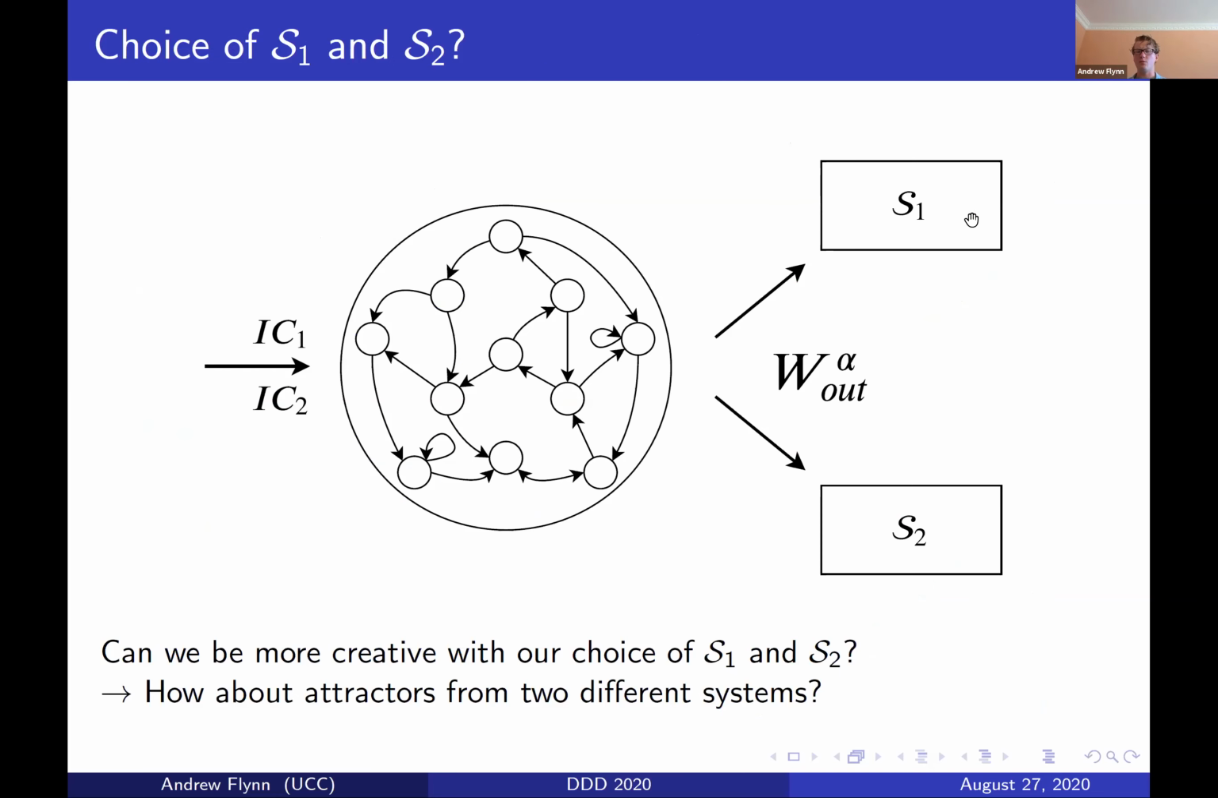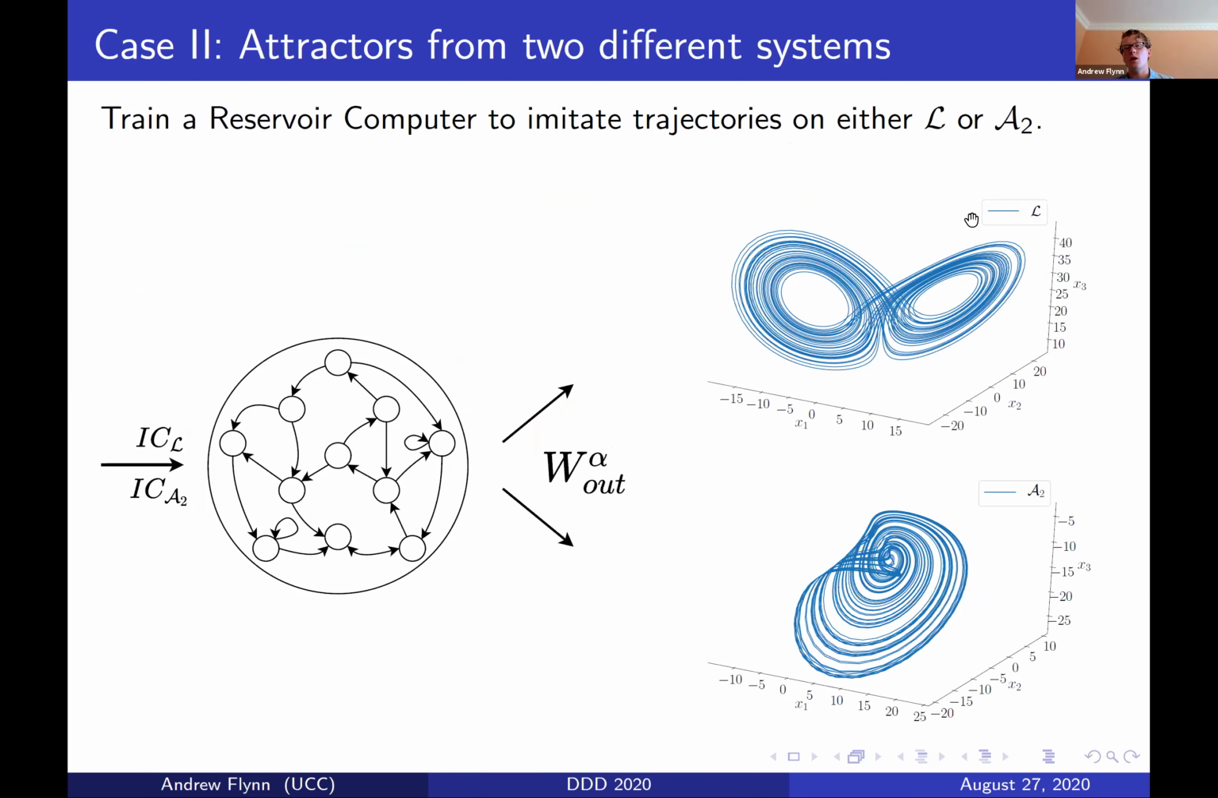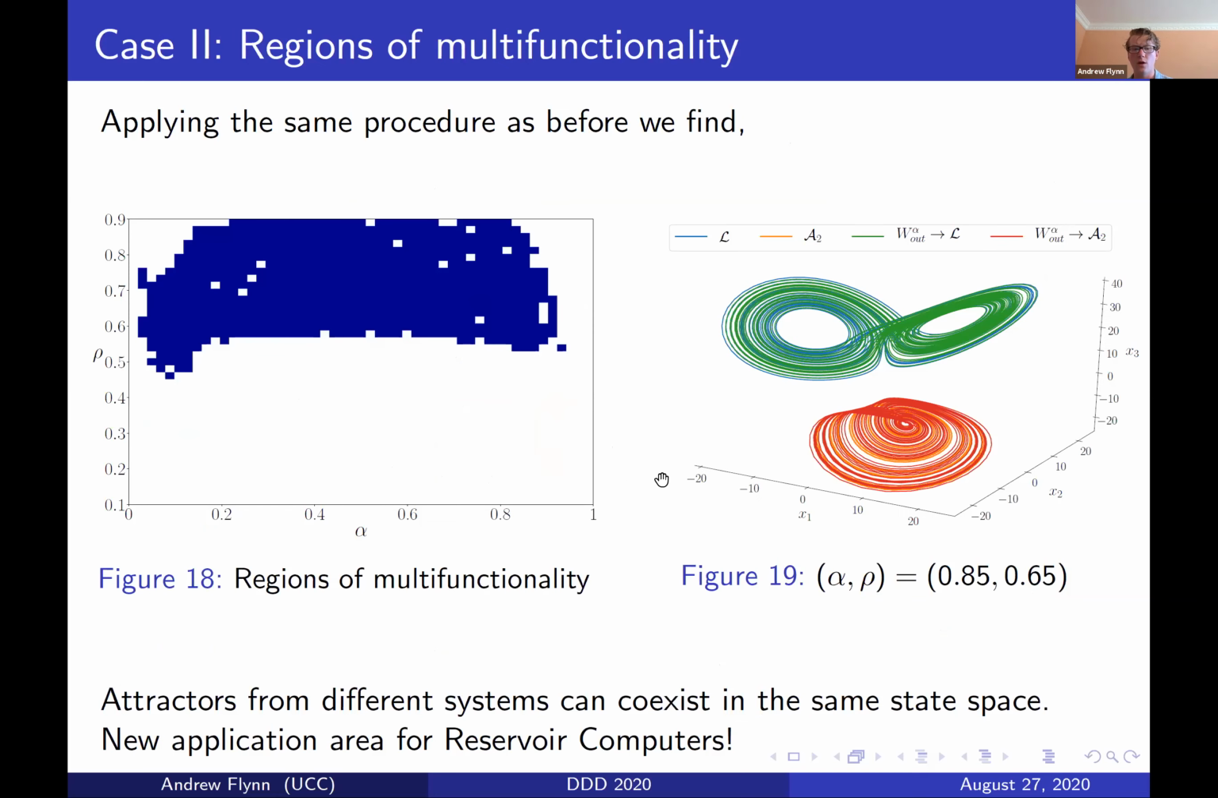So can we be a little bit more creative with our choices of attractors S1 and S2? How about attractors from two different systems? How about we train the reservoir to reconstruct either the Lorenz attractor or this other attractor A2? If we do the same tricks as before, we find that we have our regions of multifunctionality, and if we pick some point in this picture, we're able to reconstruct both attractors. So attractors from different systems can now coexist in the reservoir state space. This is a completely new application area for reservoir computers. It's quite interesting that the reservoir has this ability.